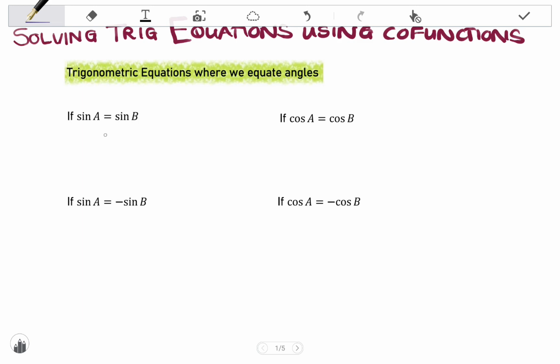So if we look at the first one, if I have sine A equals sine B, everything is the same except that the angles are different. And if everything is the same except the angles, it would make sense that we can equate the angles, right? Because the left-hand side is equal to the right-hand side after all, okay? But we have to remember that when solving a trig equation, our answers lie within various quadrants.